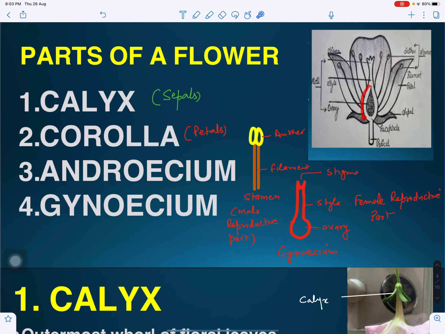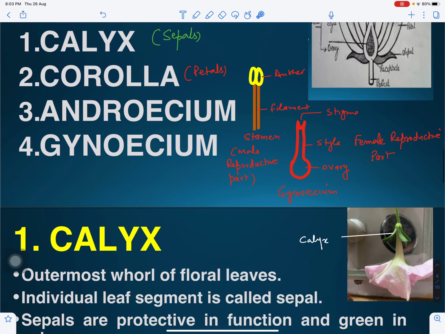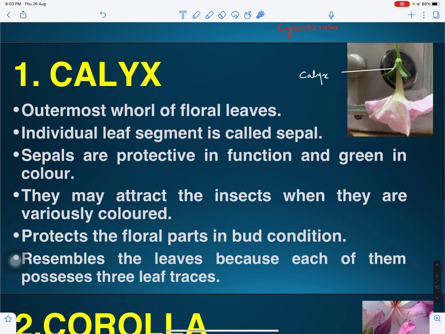Now in the center is the ovary. This is the style and this is the stigma. So this ovary, style, and stigma also form the female reproductive part of the flower. This is called the gynoecium. When both the sexes are present, that is male as well as female, the flower is considered a bisexual flower. Now we'll again study all its parts in detail.